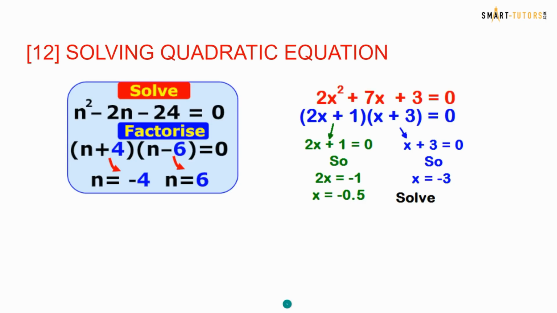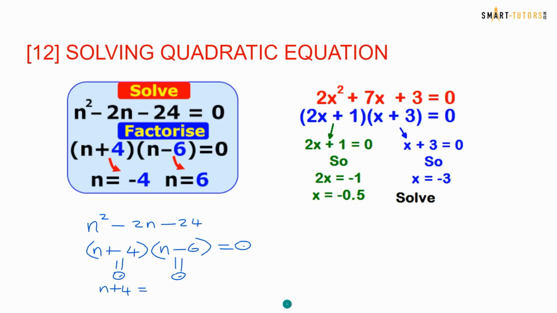Topic 12. Solving quadratic equations. When you're doing a quadratic equation, we have to do the factorizing part as normal. So for example, n squared minus 2n minus 24. So you do the brackets first. So find out the factors: (n plus 4)(n minus 6) equals 0, which means the first bracket can be 0 or the second bracket can be 0. So n plus 4 equals 0, n equals minus 4. n minus 6 equals 0, n equals 6.